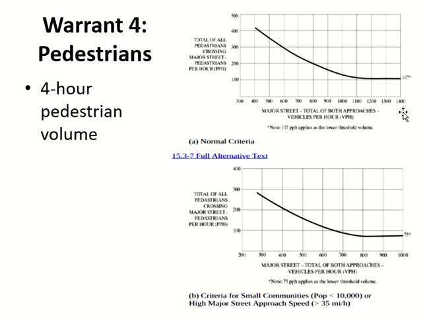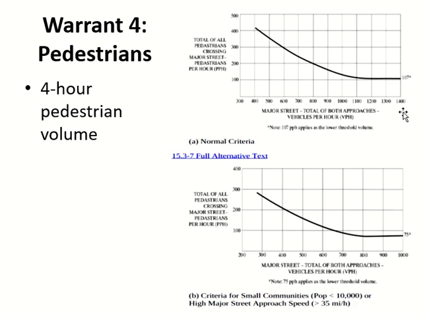Warrant 4. Warrant 4 is for pedestrians now. Okay, so we need 4-hour pedestrian data. Okay, and we need the major street vehicle data, major street pedestrian data, major street vehicle data. Okay, so if this is the major street, I need volume going in this direction, and I need pedestrian volume going in cross. Okay, clear?